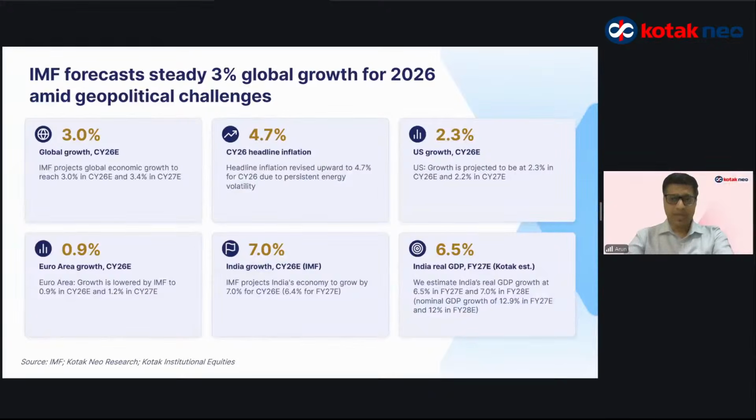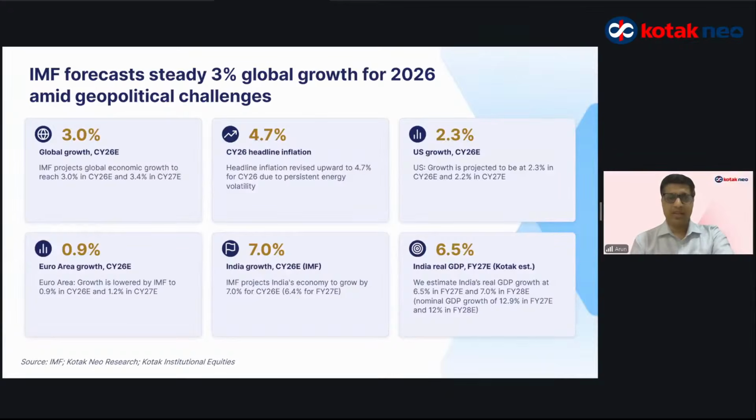The IMF in July came out with their World Economic Outlook, where they shared the growth estimates for all the economies. For the world as such, they are talking about a growth of 3% in calendar year 2026, this calendar year, and next year they're anticipating that to move to 3.4%. On the inflation side, the IMF has said that they have revised their estimates slightly upward, and that is because of the energy volatility. Next year, though, they are anticipating the headline inflation to come down.